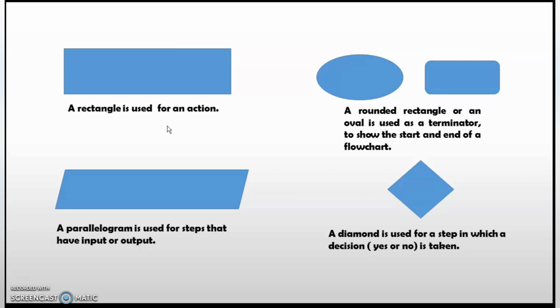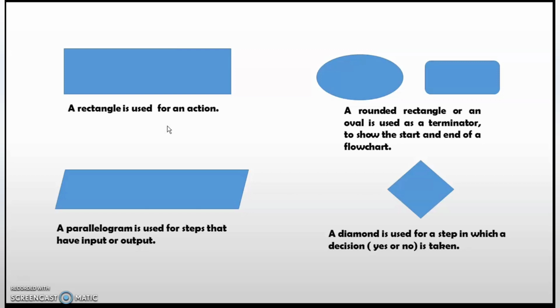Next is a diamond. A diamond is used for a step in which a decision is taken. Okay, so I am actually talking about some of the basics of flowchart. There are many other shapes as well that represent different things, so right now we are going to talk about these four only.